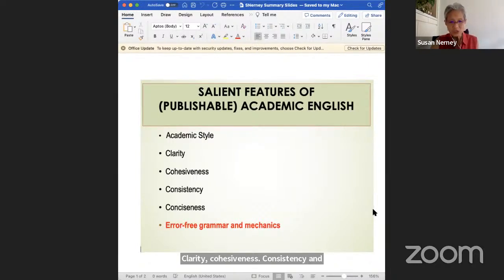I put the last one, error-free grammar and mechanics, because I am assuming that we are dealing with language that is free of errors in grammar and mechanics. So among the 5 other features, can I have the next slide now, please?